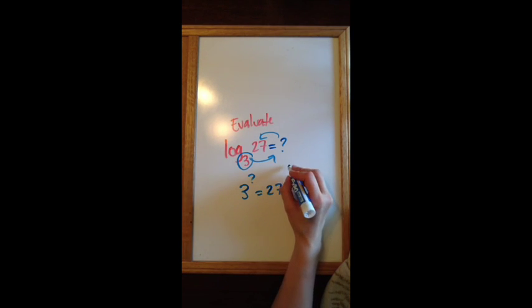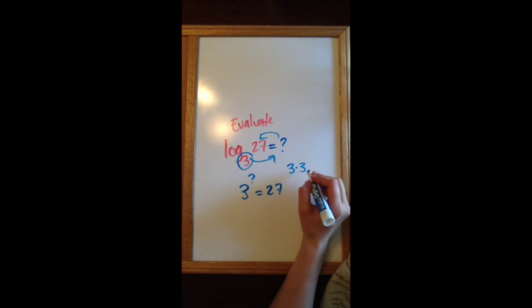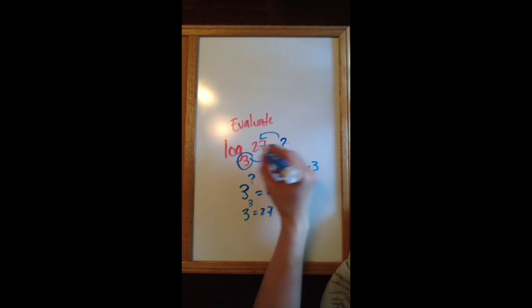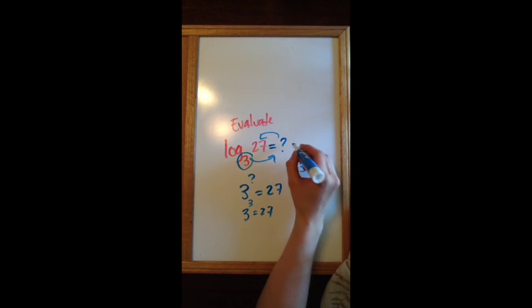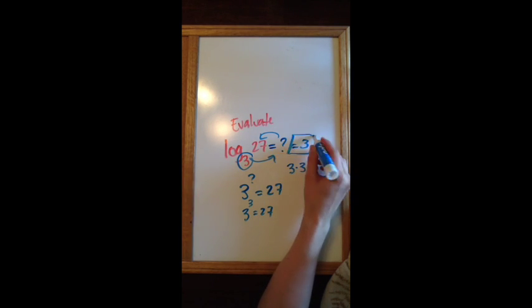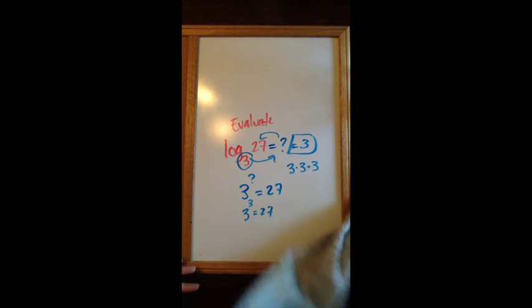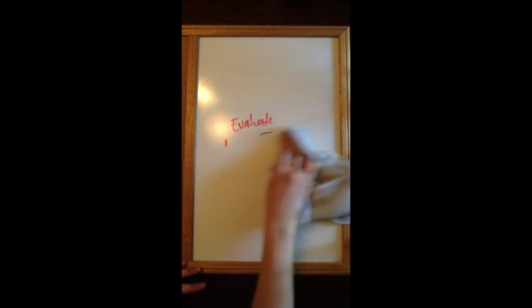Well, if I start thinking about the powers of 3, I'm going to do 3 times 3, which is 9, and then I'm going to times by 3 again, which gets us to 27. So really, 3 cubed is 27, which means that log base 3 of 27 is 3. Okay? So that's how we figure out the answer without a calculator. Okay? Let's try another one.